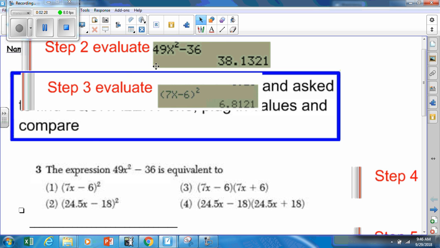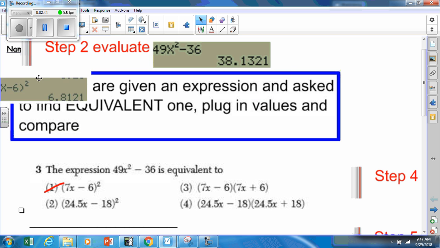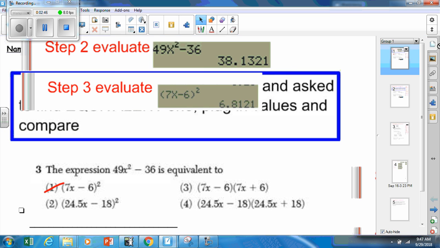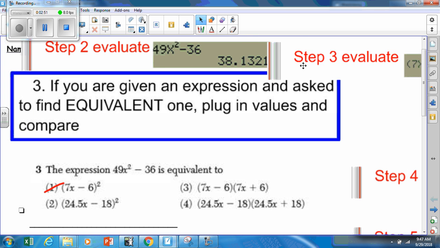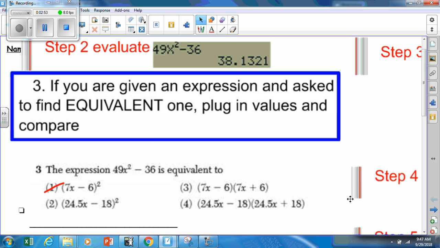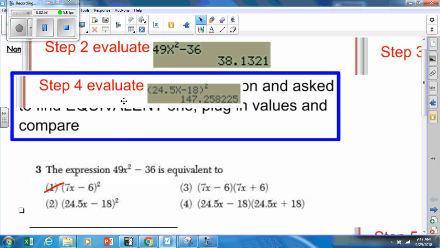Put this aside, and let's grab step 4 here. In step 4, we are comparing 24.5x minus 18 all squared, and we see we return a value of 147. Again, that is not what we want, so that is incorrect also.